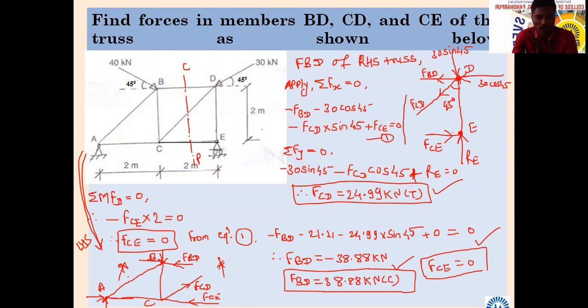Anything else? It will not change. Sakshi, number of forces will not increase. If at all you are going to consider left hand truss, it will be same. Okay, any other? Very simple.